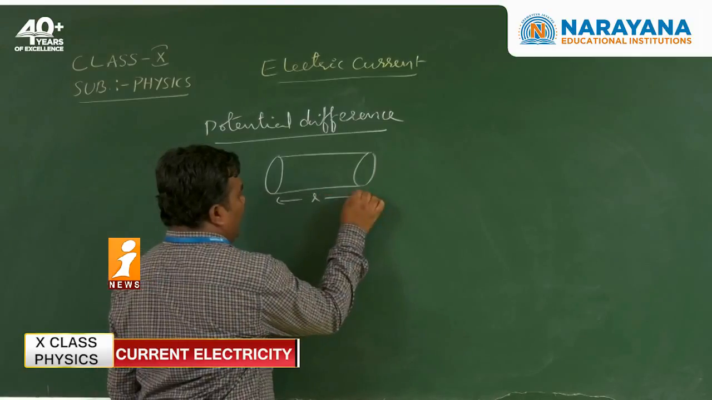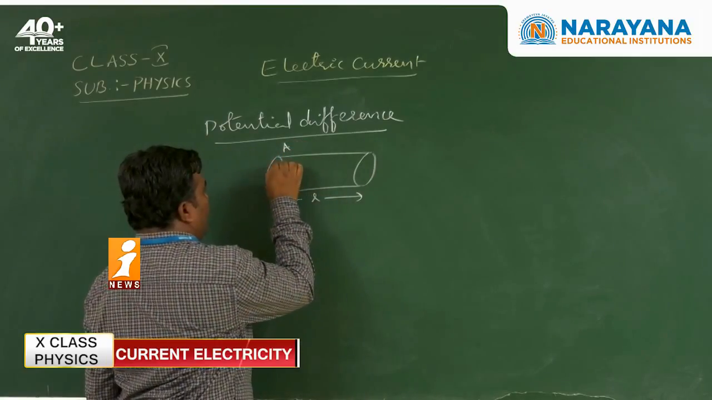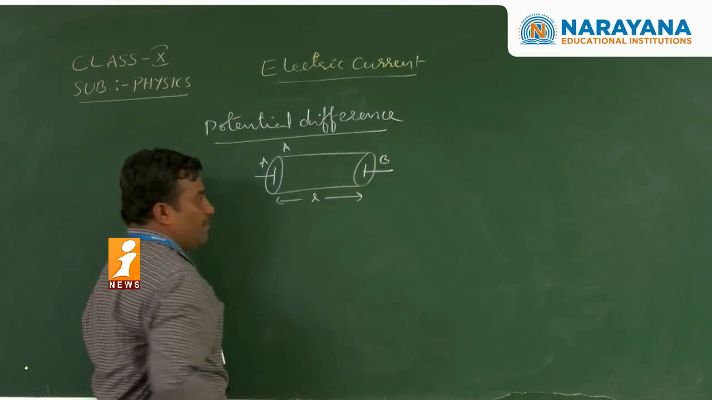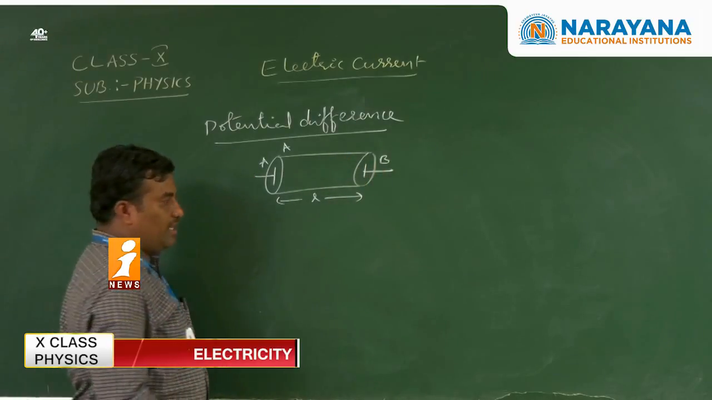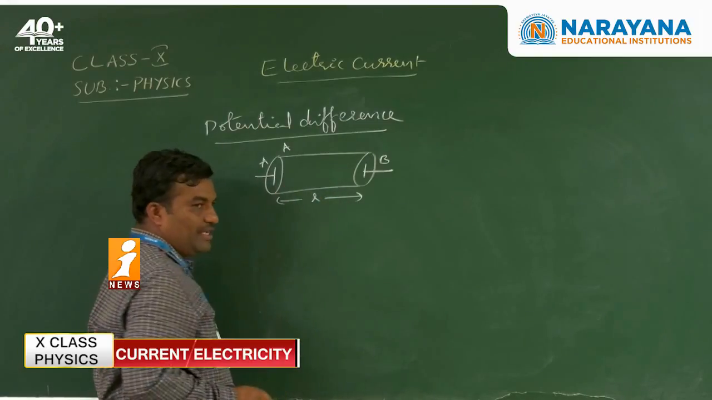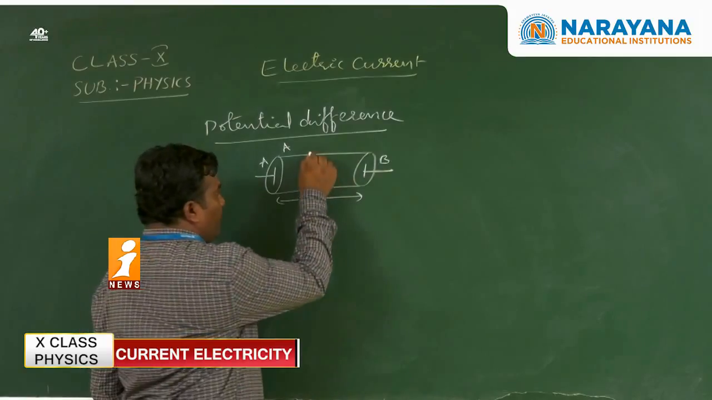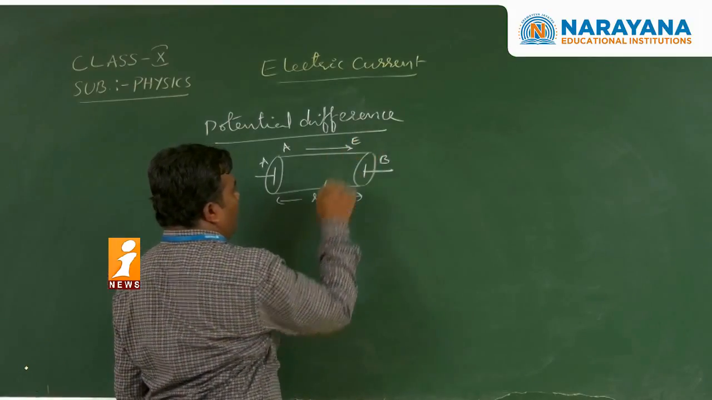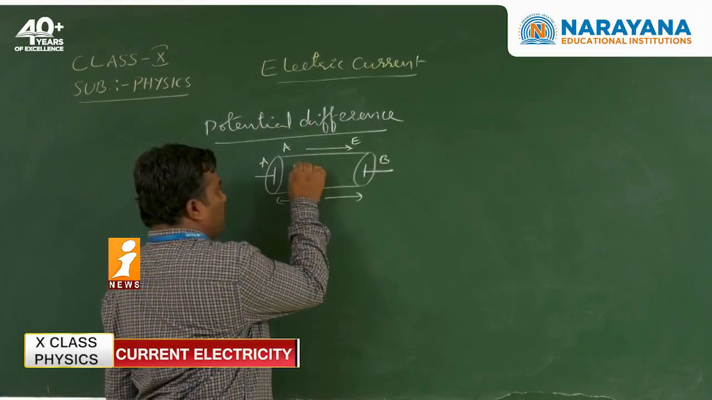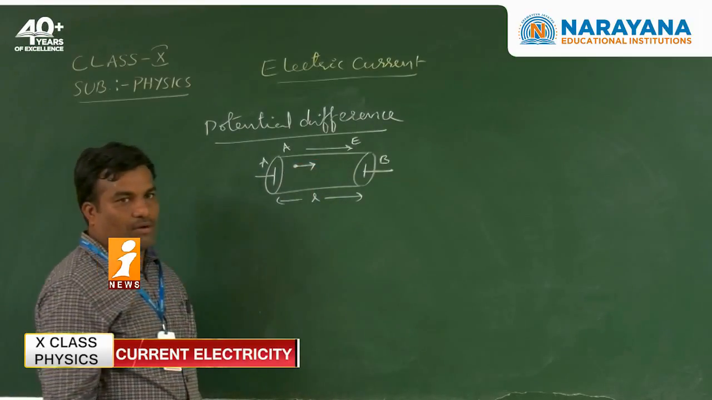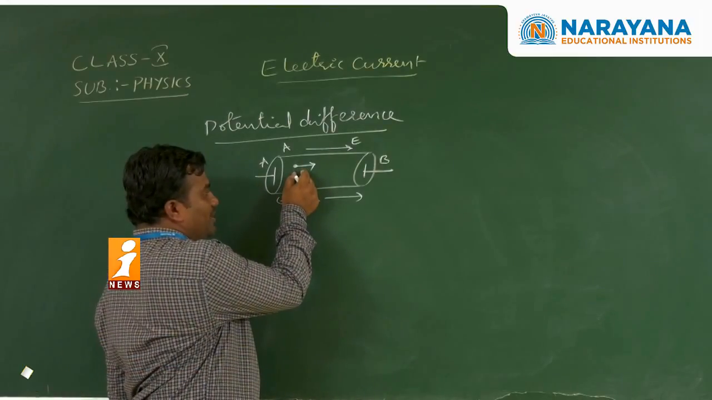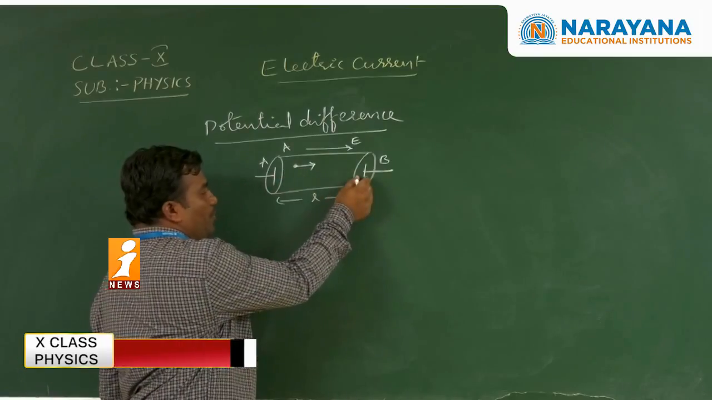First of all, I am taking a conductor. The conductor has length L and area of cross section A. This is the first point A, and this is the second point B. When these two are connected to the battery terminals, an electric field is generated. The electric field is always from A to B. Due to this, electric force acts on the electron or charge, and the positive charge moves from A to B.